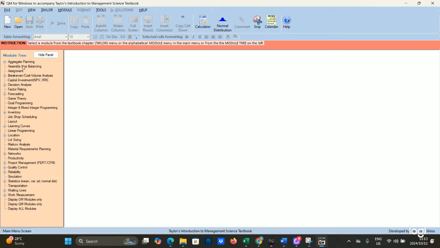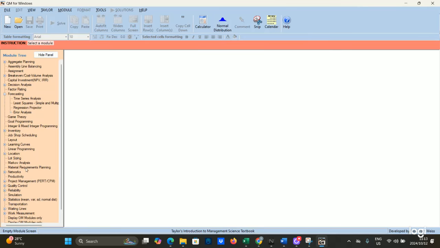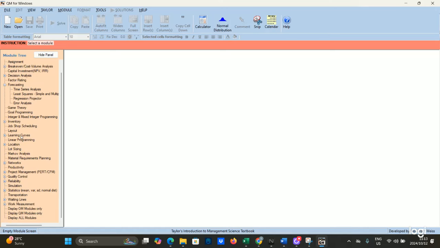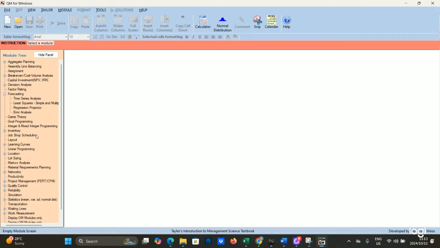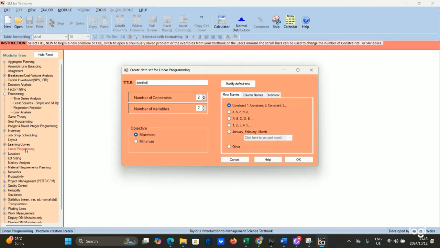Since we're doing linear programming, on this side we get a set of different modules, but since we are dealing with linear programming, you can just come here. Sometimes some of you will get something like this, so you just look for linear programming, which is here. So we select linear programming, and you'll get something like this.